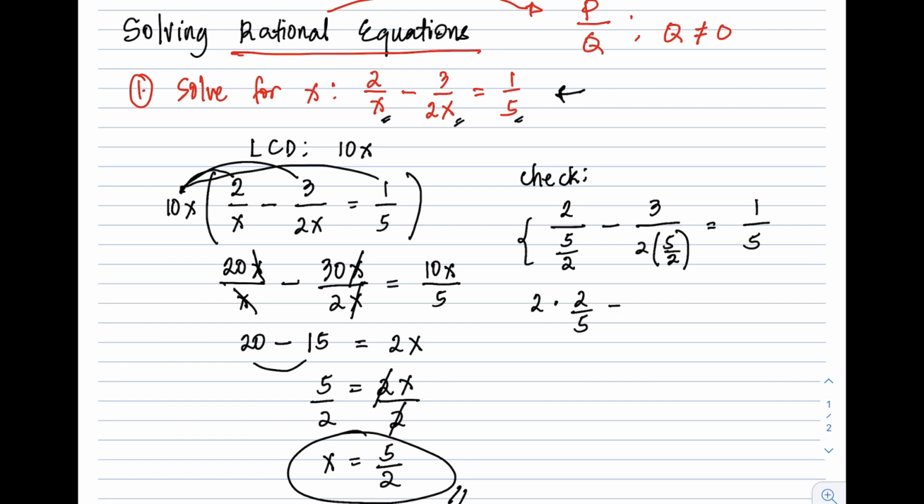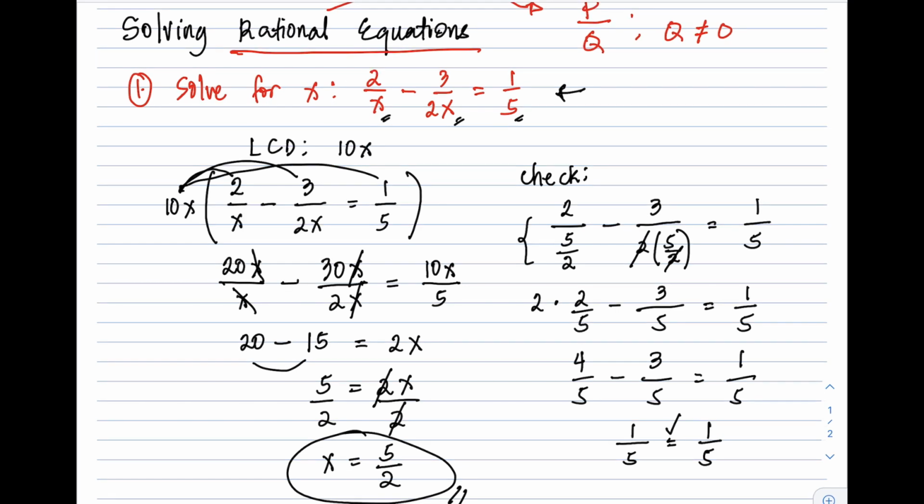Minus, dito naman, 3 over, makakancel yung 2 dito. So we have 3 over 5 equals 1 over 5. So 2 times 2, that is 4 over 5 minus 3 over 5 equals 1 over 5. So, 4 minus 3, that is 1. Then, copy lang natin yung denominator. Then, we have 1 over 5 equals 1 over 5. So, therefore, 5 over 2 is the solution of 2 over x minus 3 over 2x equals 1 over 5.